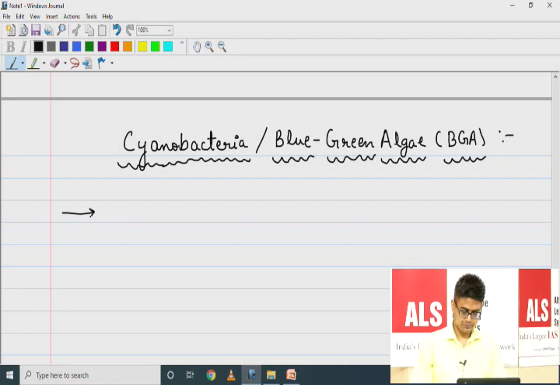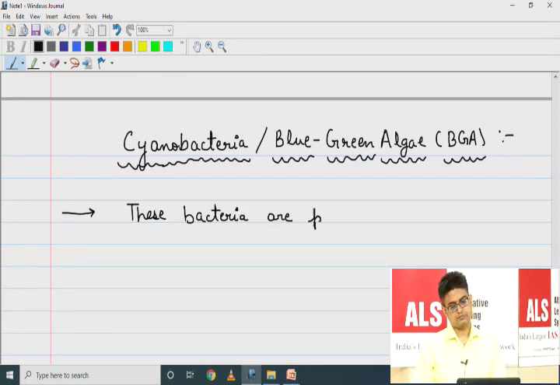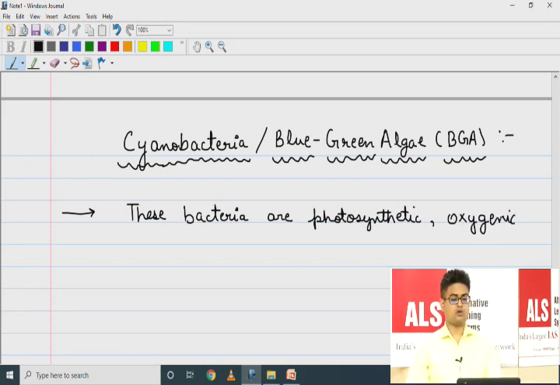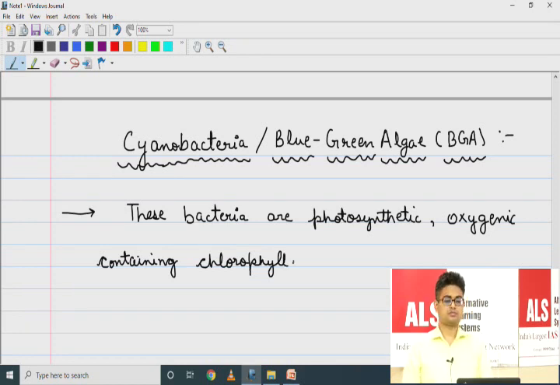So what do these do? These bacteria are photosynthetic and oxygenic, oxygen producing, containing chlorophyll. The type of chlorophyll they have is chlorophyll A, and chlorophyll A is the type of chlorophyll which is responsible for evolving oxygen.